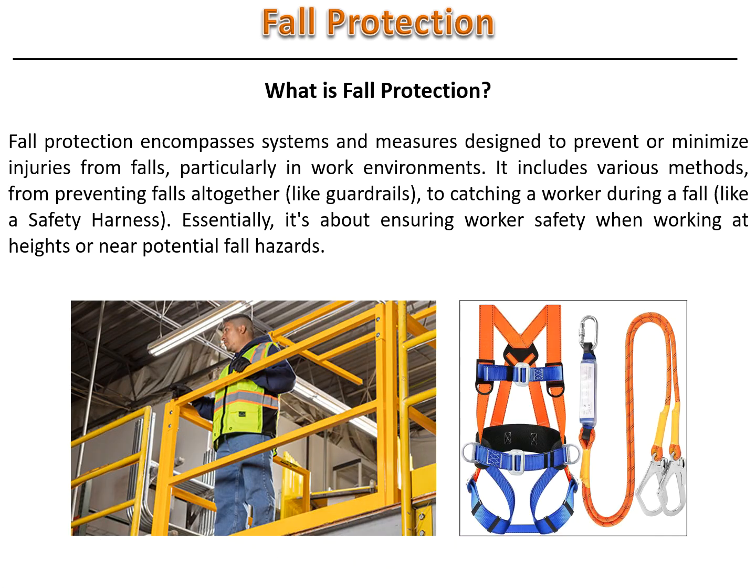What is fall protection? Fall protection encompasses systems and measures designed to prevent or minimize injuries from falls, particularly in work environments. It includes various methods, from preventing falls altogether, like guardrails, to catching a worker during a fall, like a safety harness. Essentially, it's about ensuring worker safety when working at heights or near potential fall hazards.